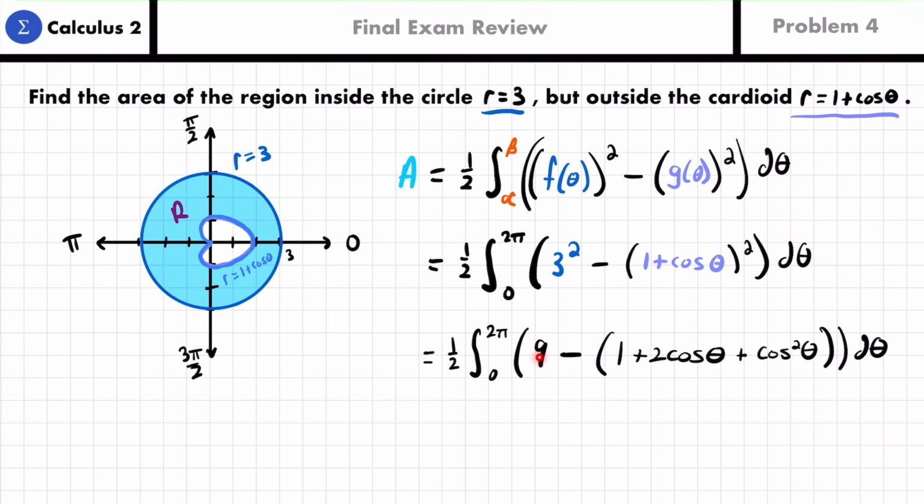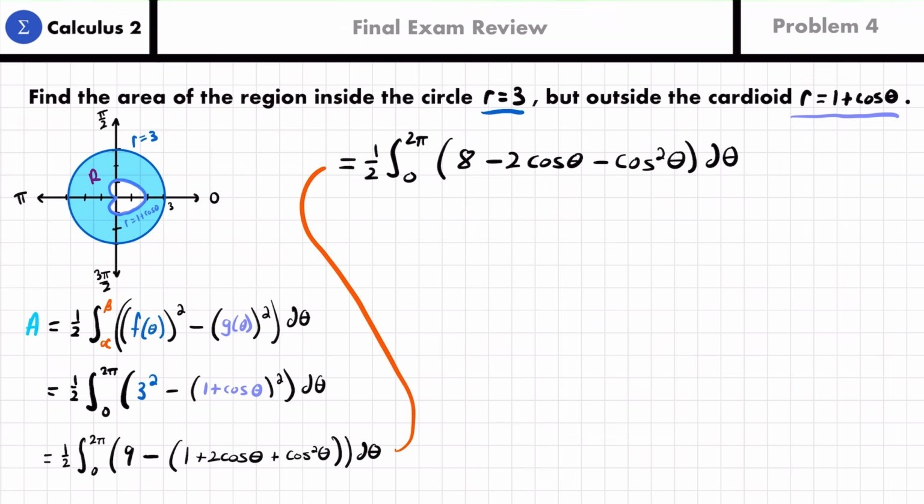But notice that the 9 and -1 would both be constants that can be combined. They are like terms, which would give you 8. So what we get next is 1/2 times the integral from 0 to 2 pi of 8 minus 2 cosine theta minus cosine squared theta. All right, and so now the next thing we want to do here is split up this integral, right? We have 3 different terms that are all going to be integrated differently. So let's just split up the integral so that we can work on each of them separately.